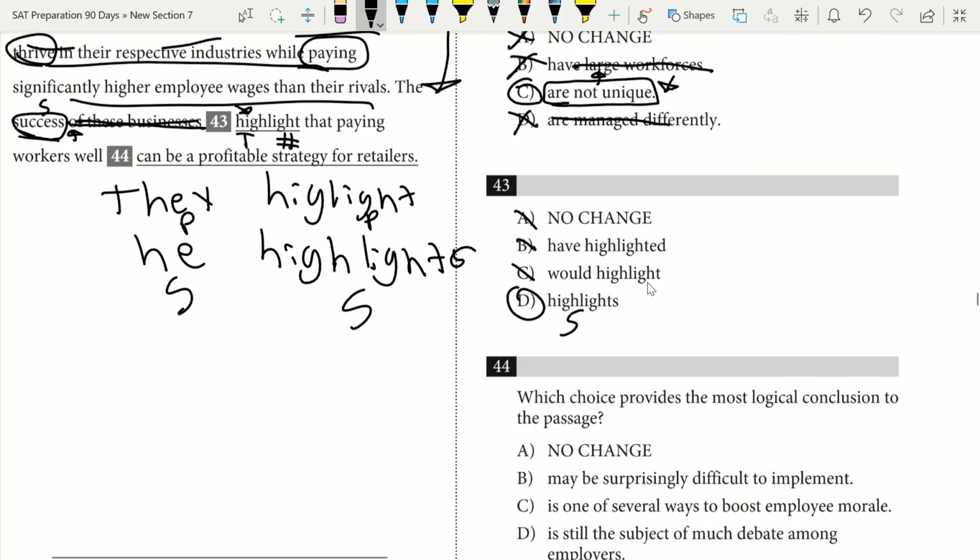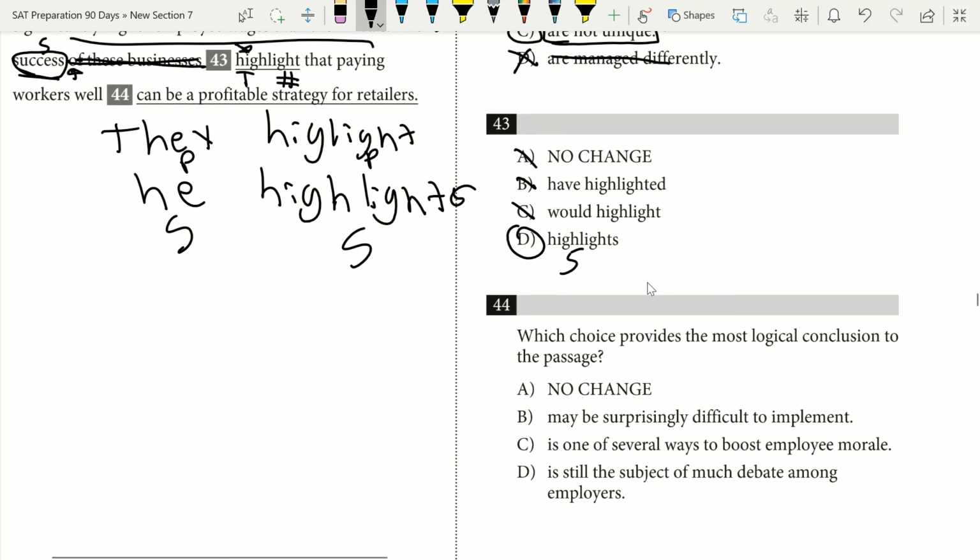All right, so they highlight that paying workers well can be a profitable strategy for researchers. We're asked for the logical conclusion. And the logical conclusion there is that it is probable, or I'm sorry, that it is profitable for retailers to do this, right? We talk about how it lowers turnover costs, lowers how much we have to pay when we do have turnover. So there's not only less turnover, but it's cheaper when turnover does occur. So that's really highlighting how it can be profitable. Okay, we don't highlight how it can be surprisingly difficult to implement. That's not what our passage is about.